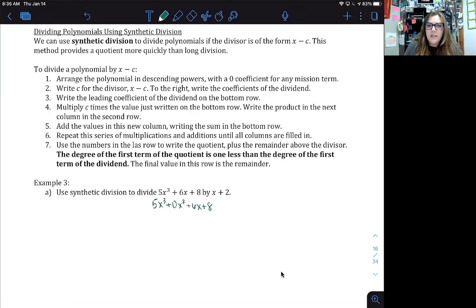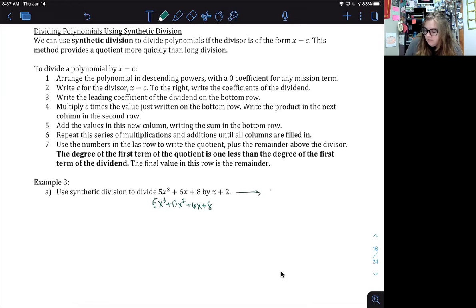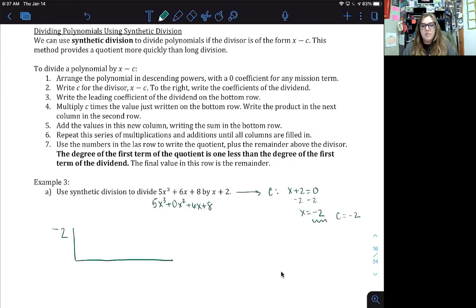And then write c for the divisor x minus c to the right. Or sorry, here we solve for c. We're going to take x plus 2 equals 0. If we solve for x, we get -2. -2 is your c value, so that's what's going to go on the outside. We always have to be careful that we put that c value with changing the signs. To the right of our little box, we're going to write just the coefficients of our polynomial. So we have 5x cubed, 0x squared, 6x, and 8. And then I do another little box to show that this is where your remainder is going to be.